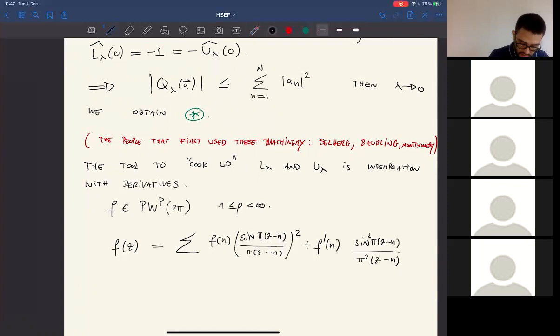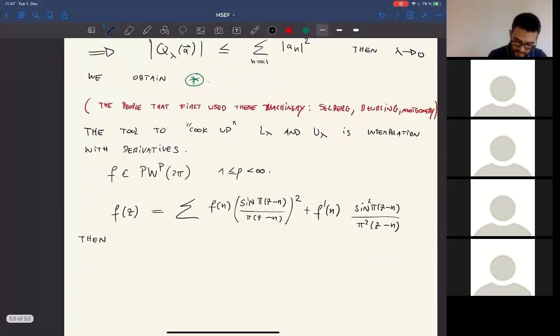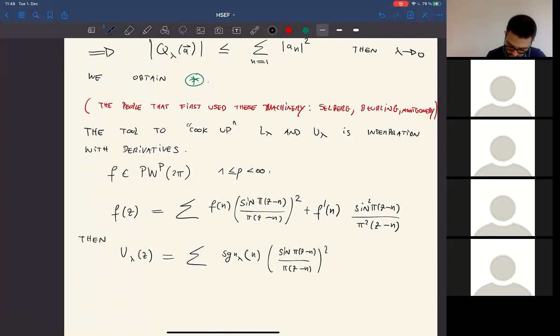So then what you can do is build L lambda, so U lambda, that may create U. Just put the integers here and then sine of (z minus n) squared, then here put the derivative. And that's the way you create the function. So that function will work and it will lie above, and the L you just create by reflection, as I mentioned.